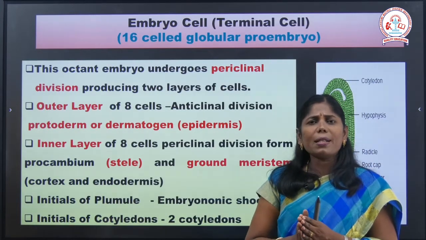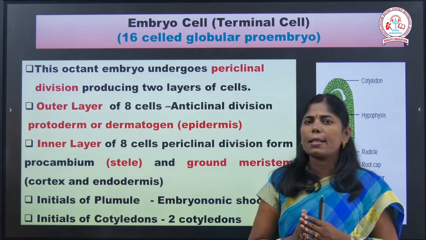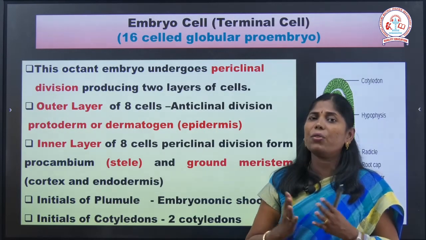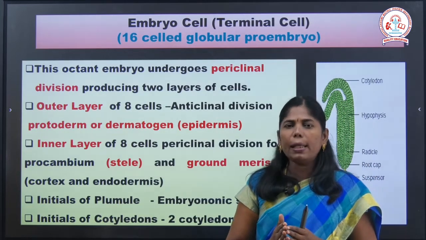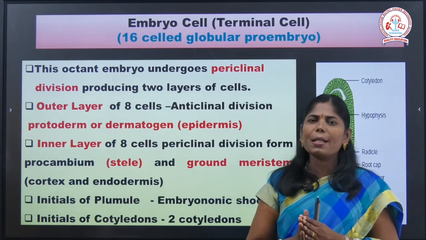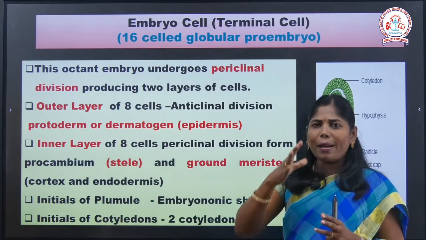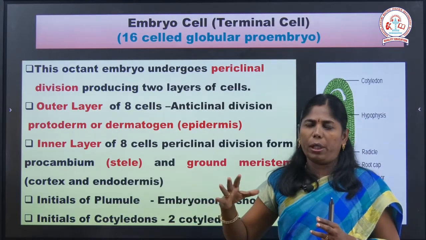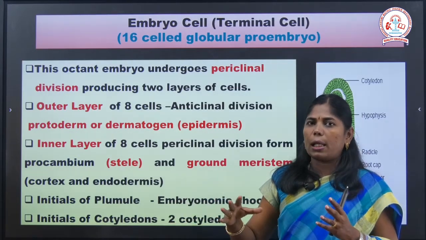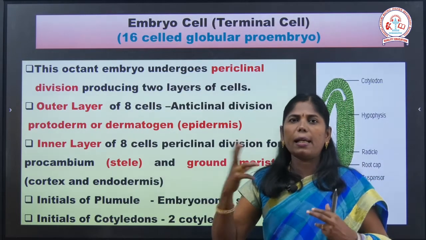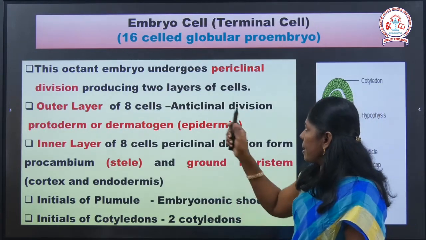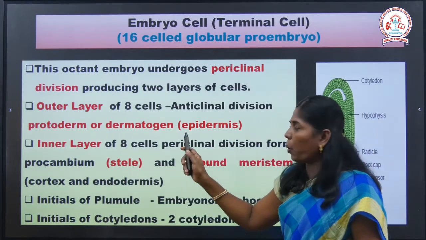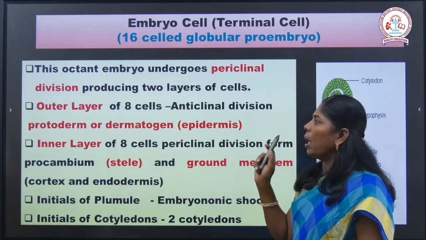So what is the meaning of the stele? The stele consists of 3 layers. What are the 3 layers? Pericycle, vascular bundle and pith are present. That is considered as the stele. So this is the anatomical structure of the plant body. Here we are seeing which part of that anatomical structure comes from which layer. So the outer layer of 8 cells, by anticlinal division, forms the protoderm or dermatogen or epidermis.